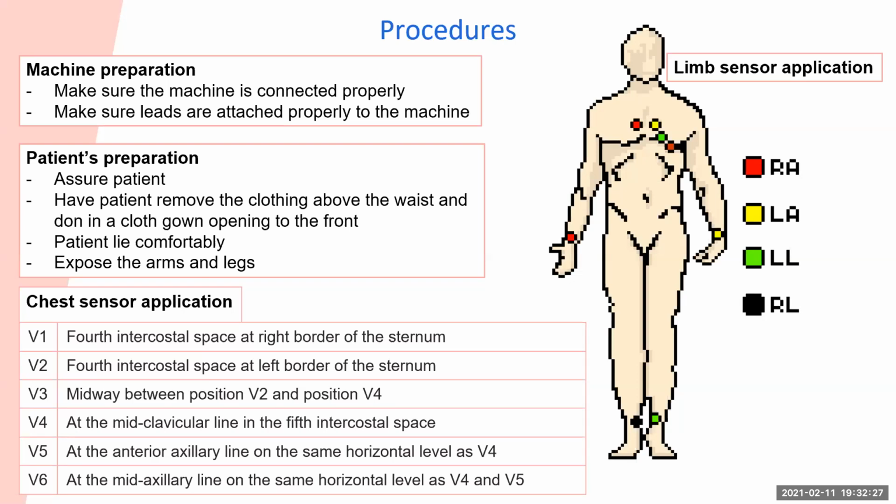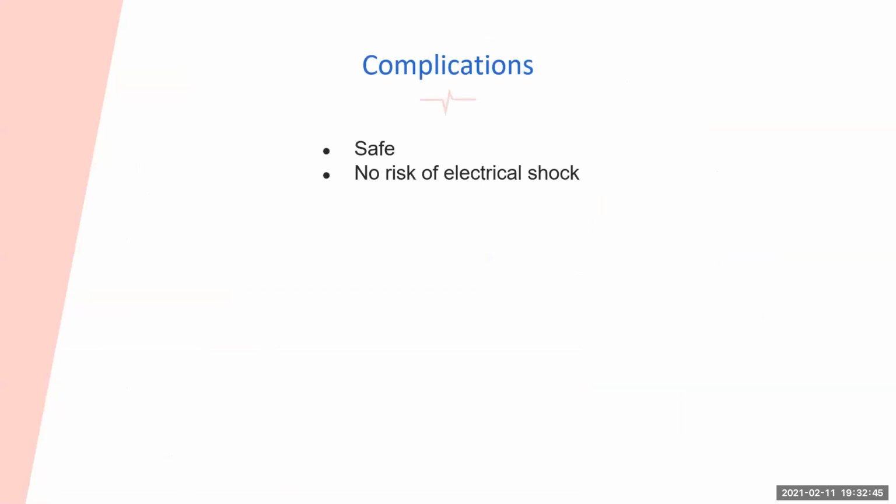For the limb sensor application, we put as follows. For the right arm, we put the red lead, yellow lead at the left arm, green lead at the left limb, and the right limb we put the black lead. Okay, next.